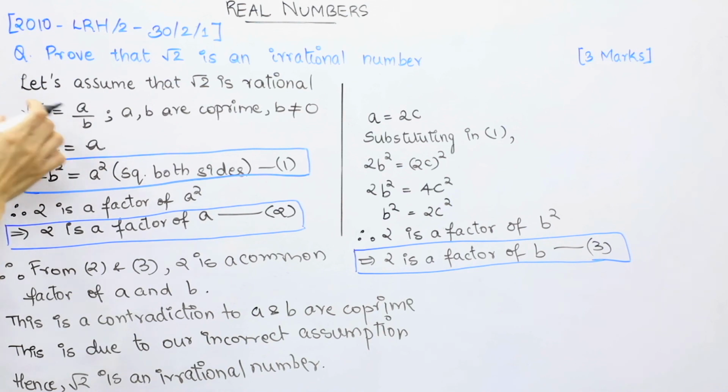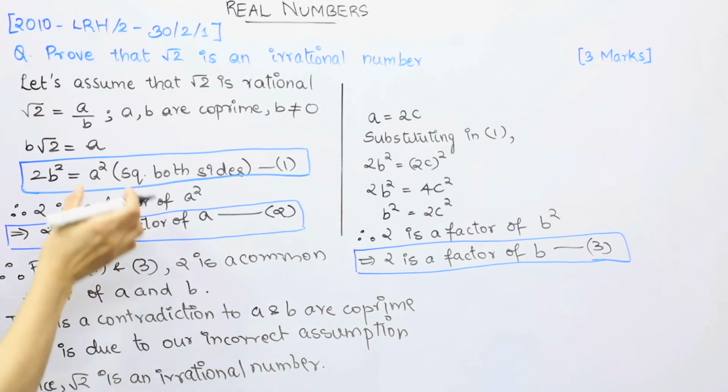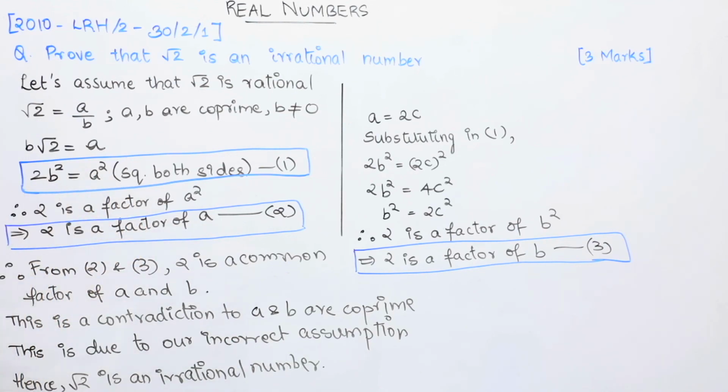Taking b to the left hand side, we get b root 2 equal to a, and squaring both sides, we get 2b square equal to a square. Therefore, 2 is a factor of a square, which also implies that 2 is a factor of a. If 2 is a factor of a, there should be a number c such that a is equal to 2c. Substituting this value of a in equation 1, we get 2b square equal to 2c the whole square. Simplifying, we get b square equal to 2c square, which means that 2 is a factor of b square, which also implies that 2 is a factor of b.